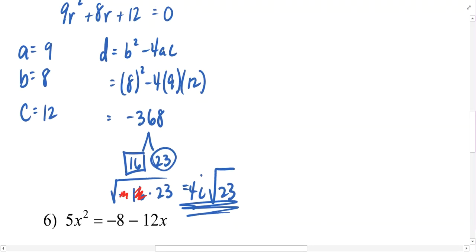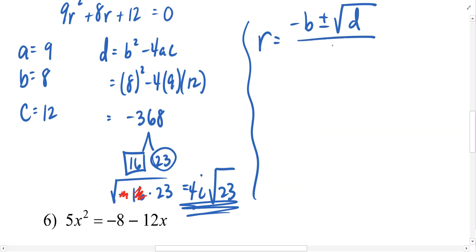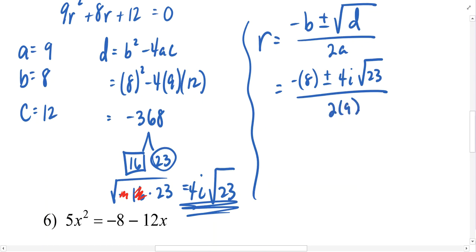Now, if that's the result of our simplified discriminant underneath a square root symbol, then when it comes time to finding our final answer, this should be pretty straightforward. I need the opposite of b plus or minus the square root of the discriminant, which we just established a second ago, all divided by 2a. Well, the opposite of b is the opposite of 8, plus or minus 4i square root 23. It's nice doing some of that work ahead of time. And all of this will be divided by 2 times 9.